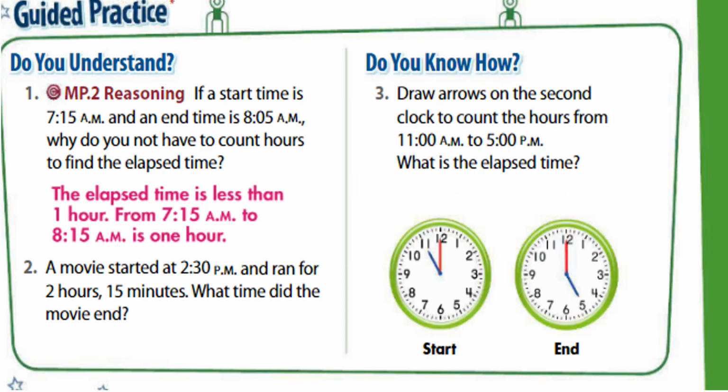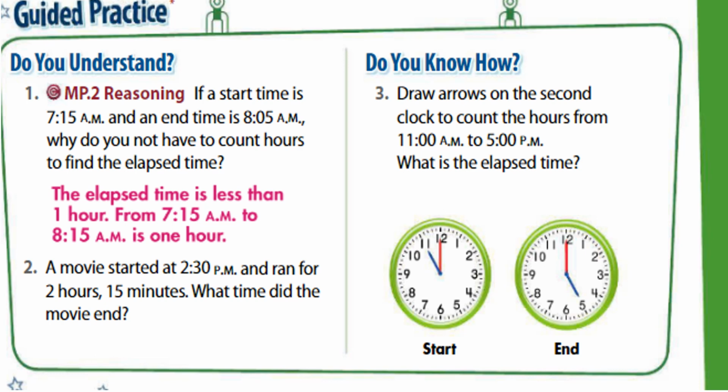Okay, question 2. A movie starts at 2:30 p.m. and ran for 2 hours and 15 minutes. What time did the movie end? Now, ran for means it lasted, the movie played for 2 hours and 15 minutes and it started at 2:30. So what was the time when the movie finished? So you have to count from 2:30, 2 more hours and 15 more minutes. So it is very simple.